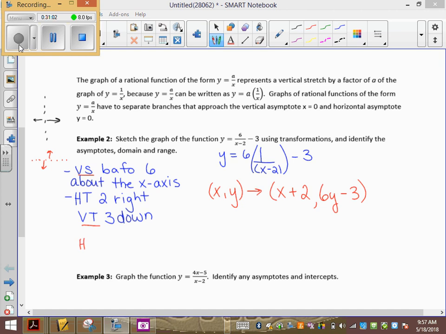Now remember, before I had a horizontal asymptote at y equals 0, and a vertical asymptote at x equals 0 on my basic graph. Now what's my horizontal? y equals what? What moves a horizontal asymptote? Vertical stuff. What's the vertical stuff? 3 down. So now it's going to be at y equals negative 3. And my vertical asymptote is at x equals what? What moves the vertical? Positive 2.